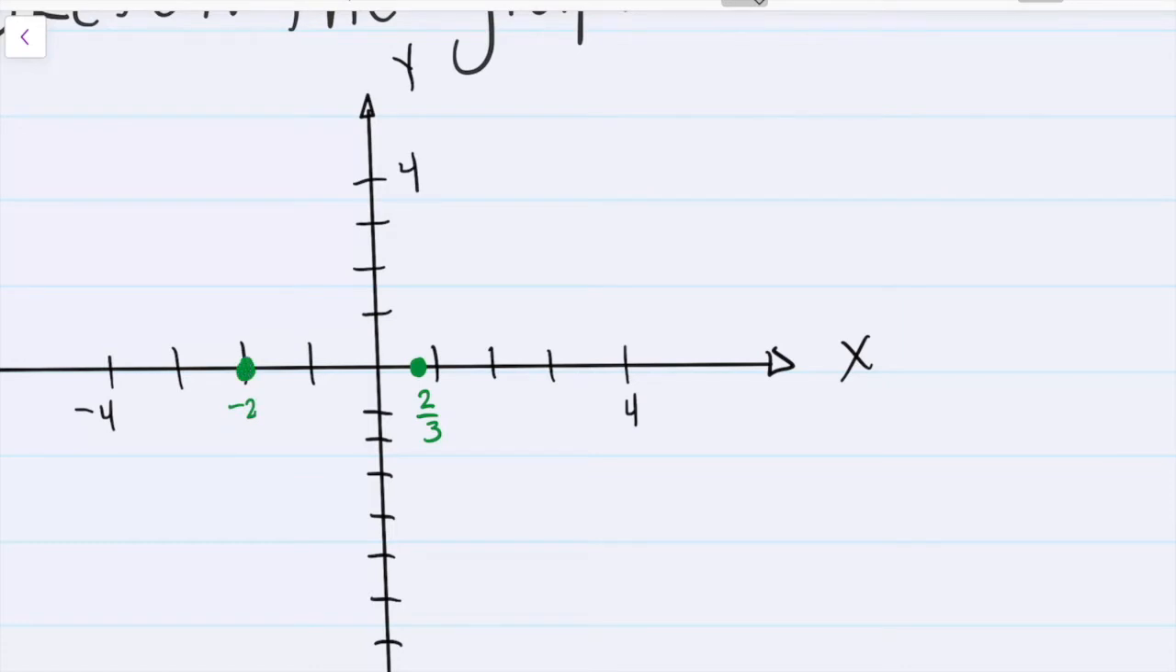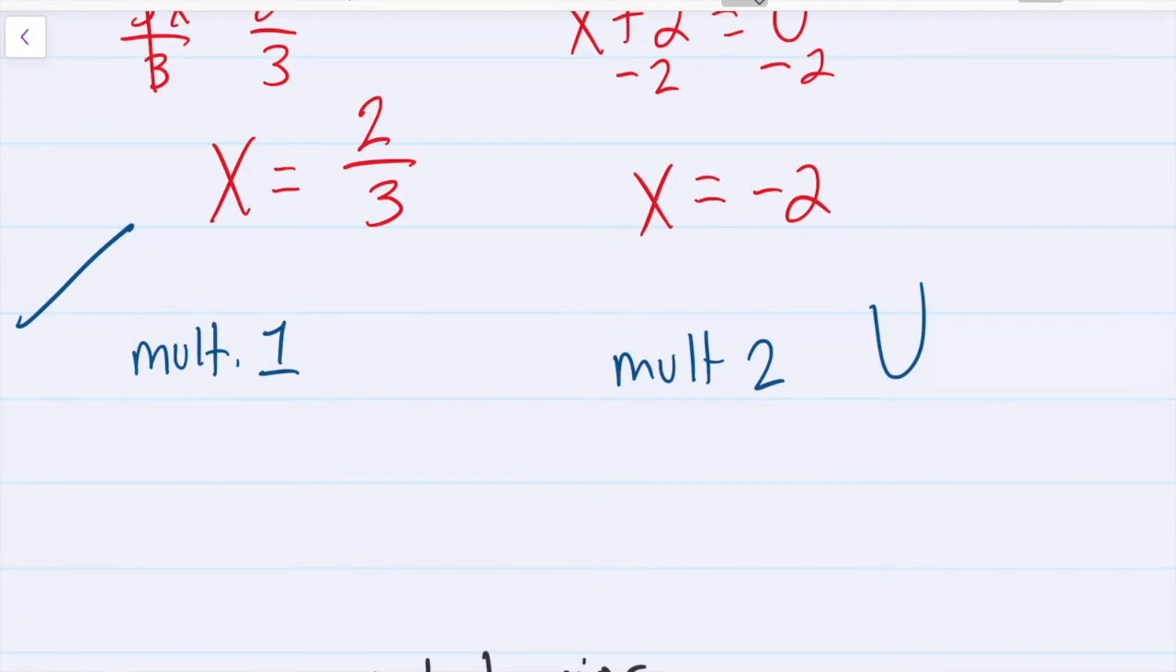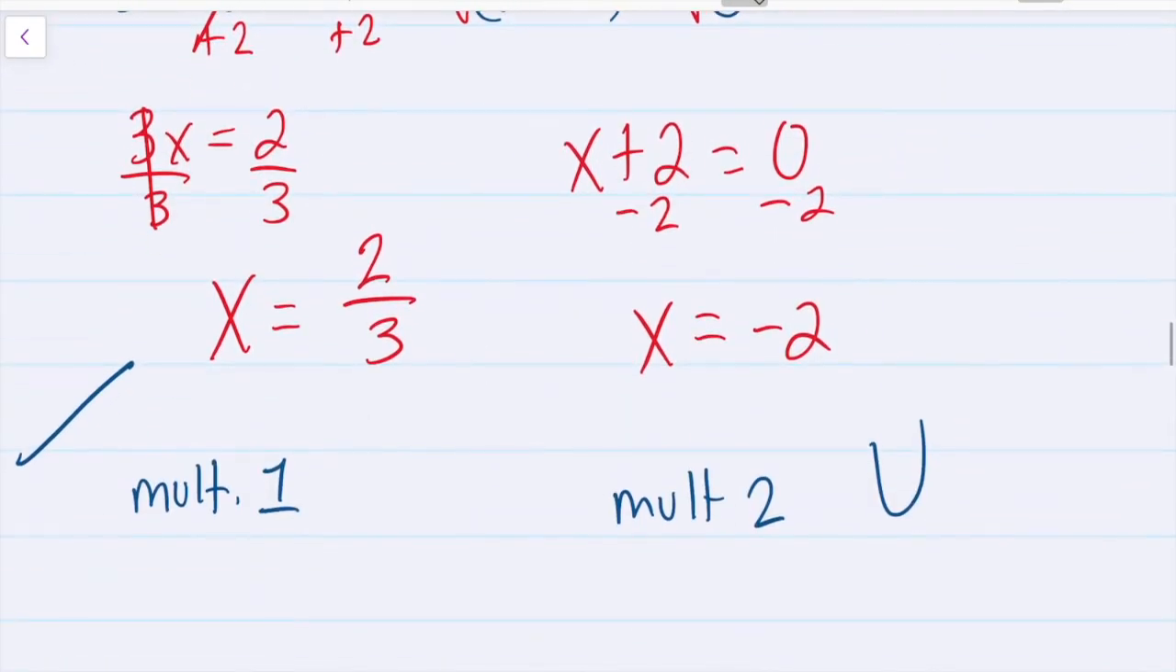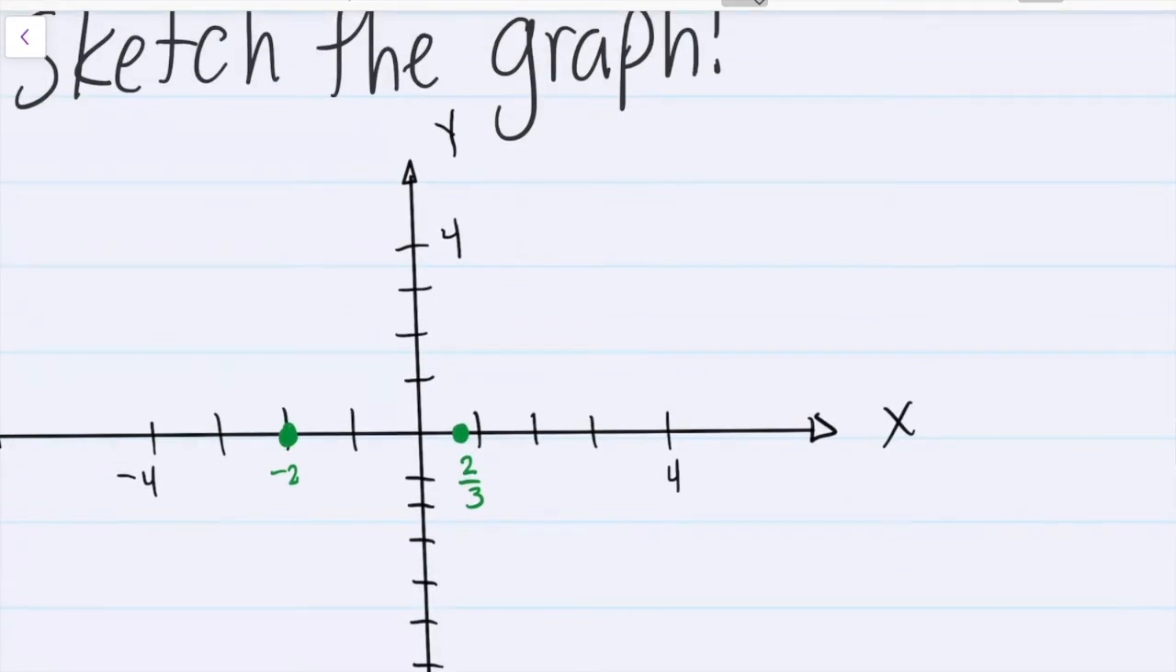Those are my zeros. Now, don't forget about multiplicity, guys. At 2/3, it's a multiplicity of 1. So my graph at 2/3 is either going to cross like this or like that, like a line, basically. And -2 has a multiplicity of 2. So if the graph starts on top, it's going to bounce. If it starts at the bottom, it's going to bounce. Either way, it bounces like a parabola.